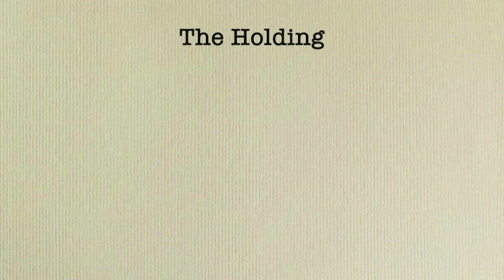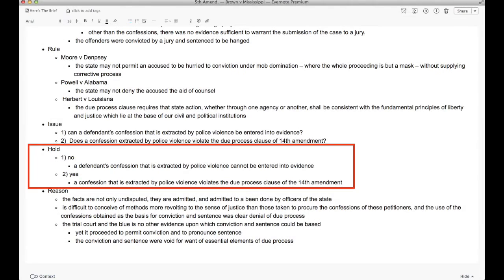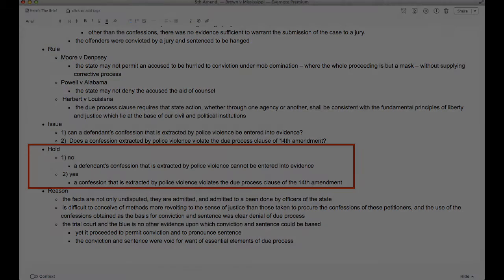The holding. This is the court's answer to the issue presented. A good issue will make the holding an easy yes or no answer. If the case establishes an important rule of law, it's a good idea to reword it into a clear statement and include it with the yes or no answer.